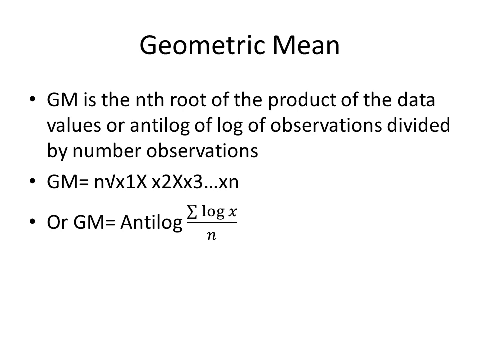This is going to be the last central tendency value, geometric mean. Geometric mean is the nth root of the product of the data values, or the anti-log of the mean of the logs of the observations. There are 2 formulas. GM is equal to the nth root of x1, x2, x3 and so on. Or GM is equal to anti-log of sigma log x divided by n.